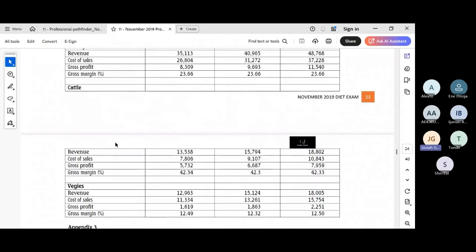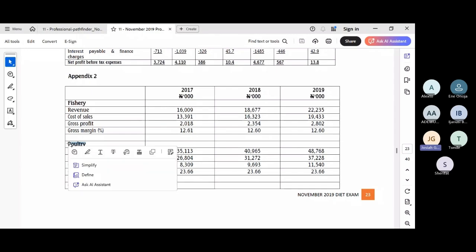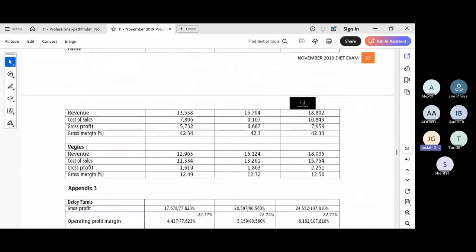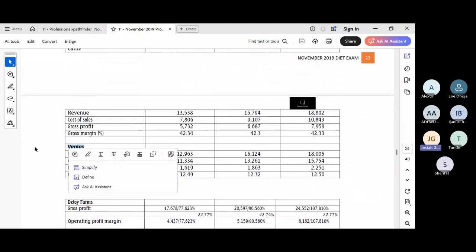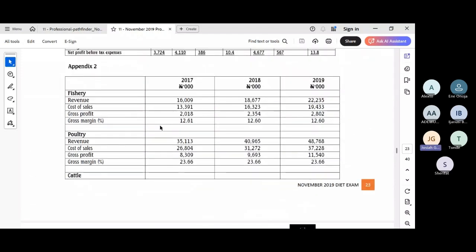Okay, so we have Appendix 2 speaking to the various revenue streams. We have a revenue center for the company, for Detoy Farms, which is the fishery section. We have the poultry section, which is a revenue center. We have the cattle section, which is a revenue center. We have the vegetable section, which is a revenue center. So we have how much each made or contributed to the revenue of the company in entirety.